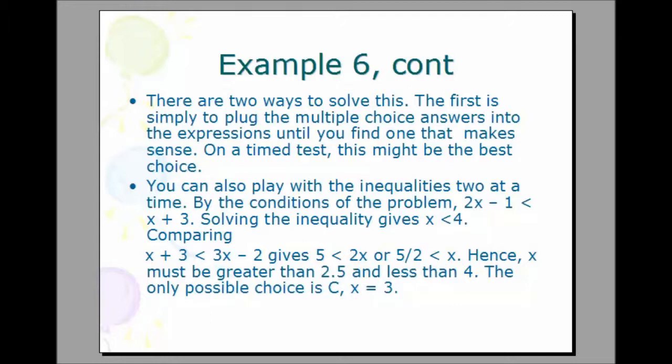By the conditions of the problem, 2x minus 1 is less than x plus 3. Solving the inequality gives x is less than 4. Therefore, whatever answer we choose must be less than 4. Now compare the inequalities x plus 3 and 3x minus 2. Solving that inequality gives 5 halves is less than x, or x must be greater than 2.5, and from the previous part of this example, it has to be less than 4. The only possible choice is C, which is x equals 3.